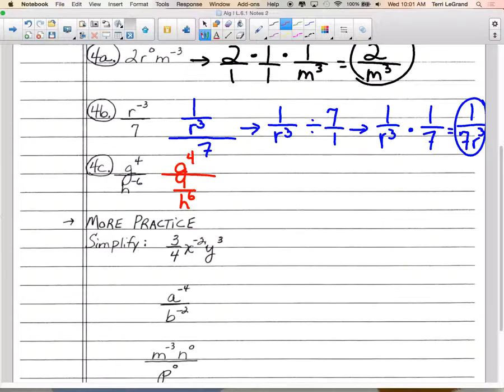Fraction within a fraction. Write it as a division problem. Yep, write it as a division problem. G to the 4th divided by 1 over h to the 6th.